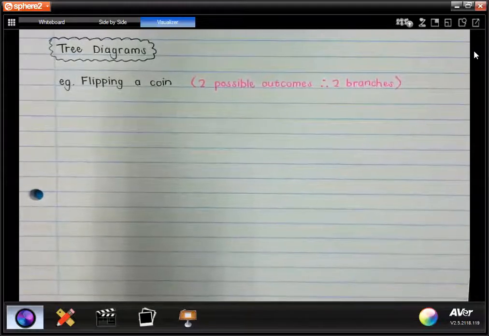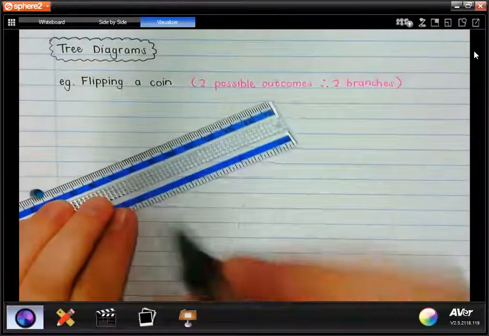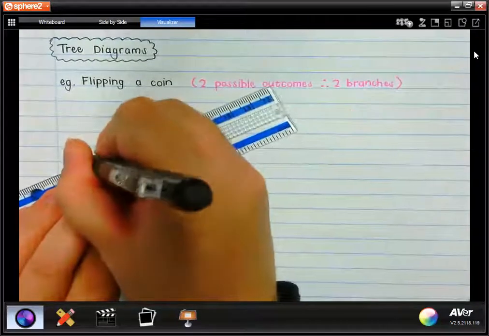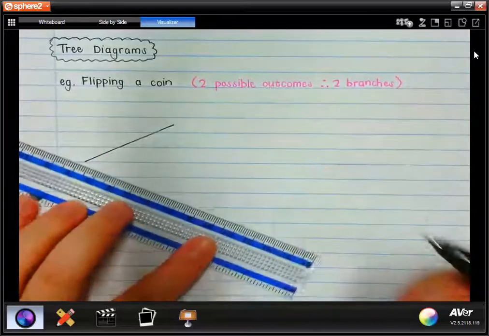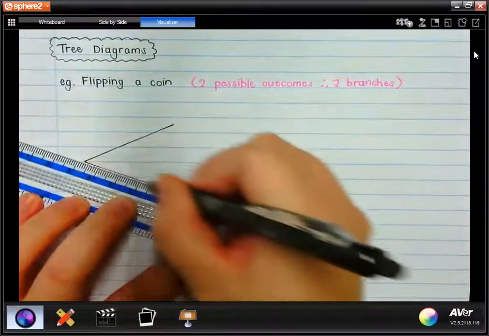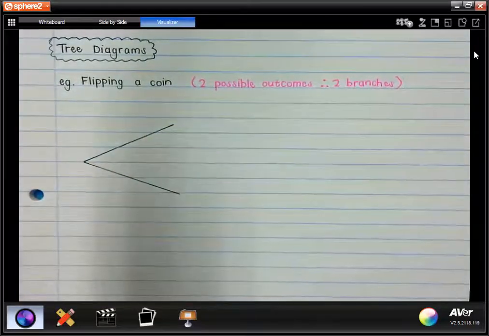And the tree diagram doesn't have to be a specific size. Okay, you're just going to take your ruler. If we're drawing two branches, we're going to just draw a straight line and a straight line. Okay, and that represents the two possible outcomes.